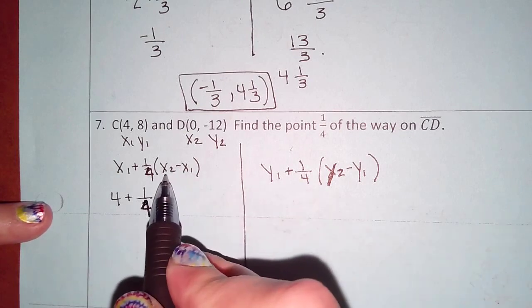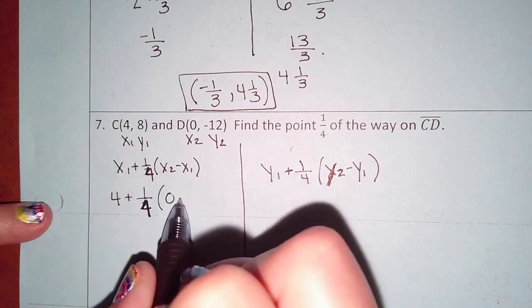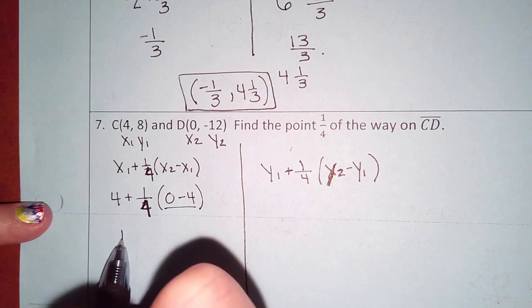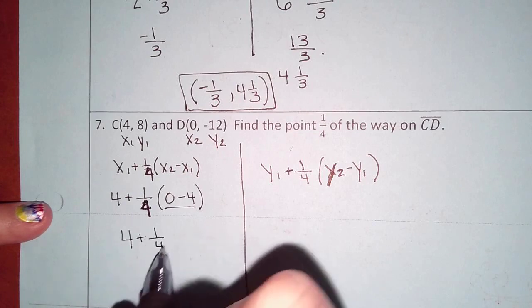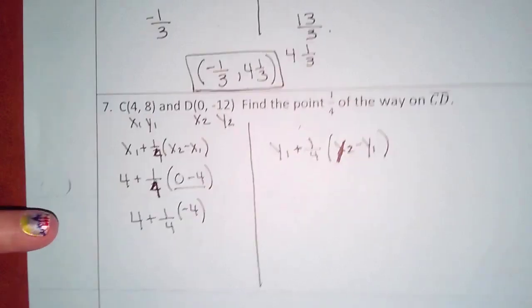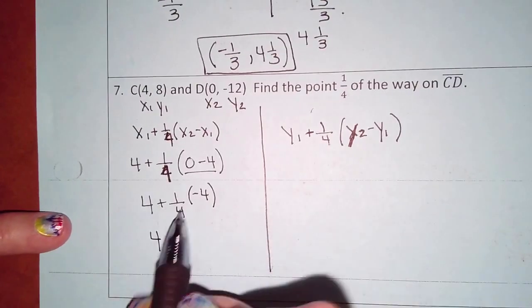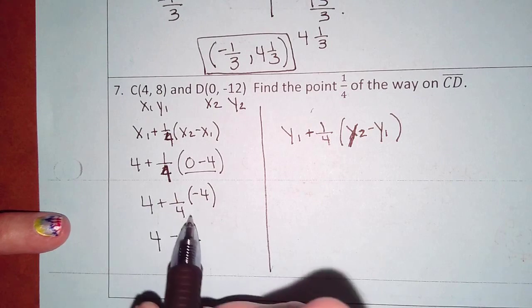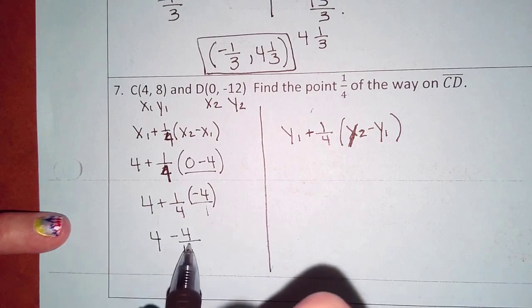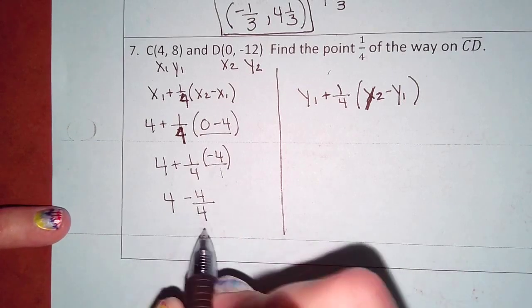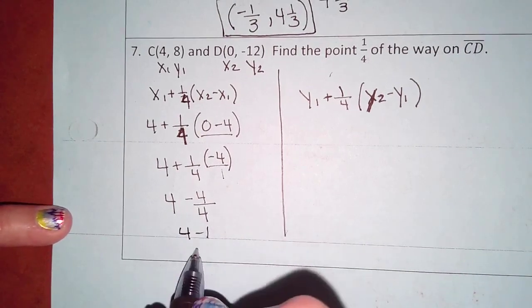And now for x2, that's 0 minus 4. So inside here, so I have 4 plus 1/4 times 0 minus 4 is -4. -4 times 1 is -4 over 4 times 1 is 4. -4 over 4 is just -1, so I have 4 minus 1, which is 3.